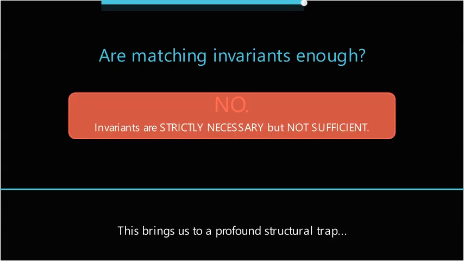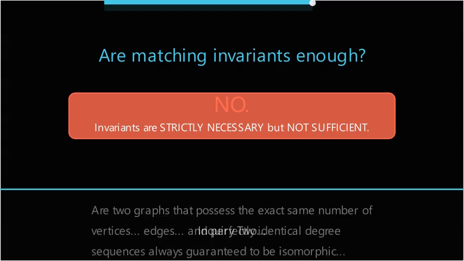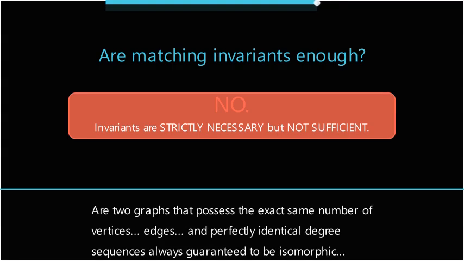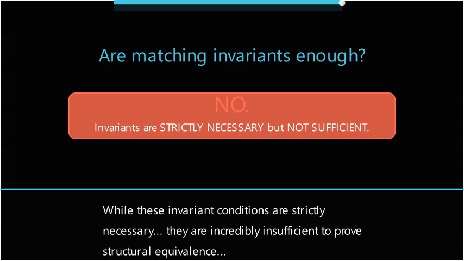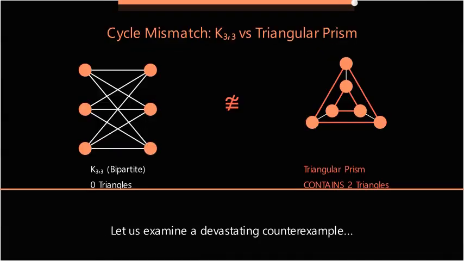This brings us to a profound structural trap. Inquiry 2. Are two graphs that possess the exact same number of vertices, edges, and perfectly identical degree sequences always guaranteed to be isomorphic? The mathematical answer is an absolute no. While these invariant conditions are strictly necessary, they are incredibly insufficient to prove structural equivalence. Let us examine a devastating counterexample.